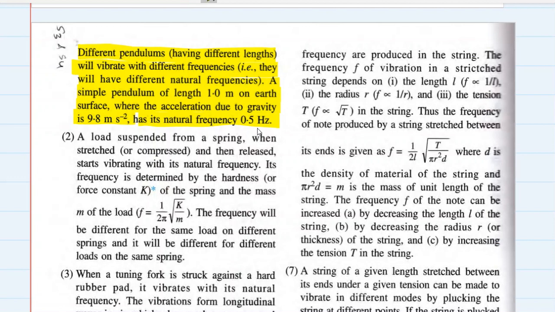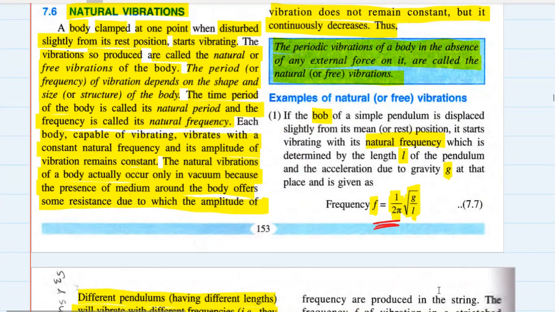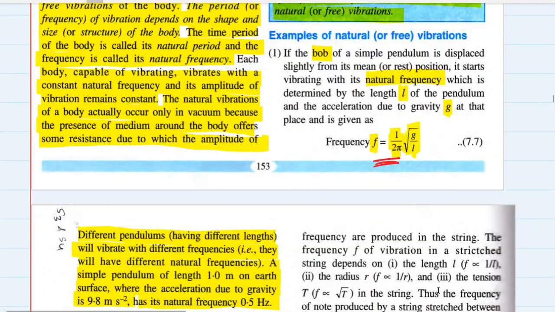इसको क्या बोलते हैं पता है? Seconds pendulum, है ना? Because its time period is 1 second. Because it takes 1 second to complete one full vibration. ठीक है? So ये हो गया तुम्हारा pendulum का first example, simple pendulum का.